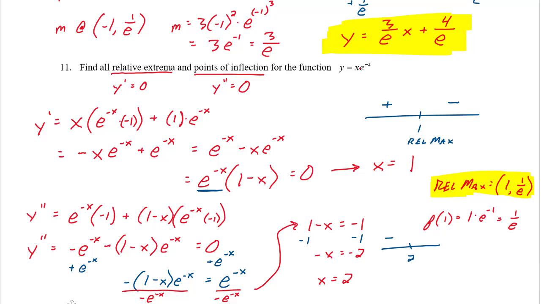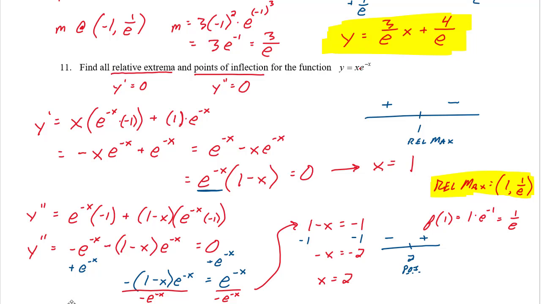If I plug in a number like maybe positive 10, negative e to the negative 10 would be super close to 0, minus 1 minus 10, so negative 9, times a number that's just a little bit positive. So it's going to be a super negative number minus a little bit larger negative number, and minus a negative would switch to addition, so that should come back positive. So that did have a switch, so that is a point of inflection.